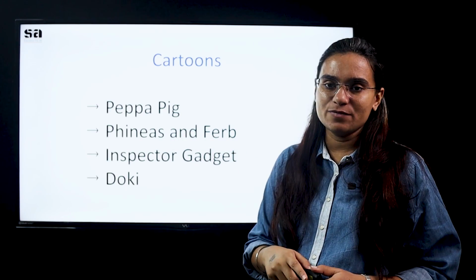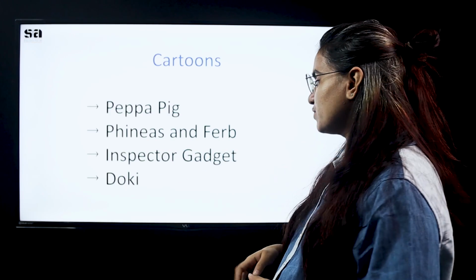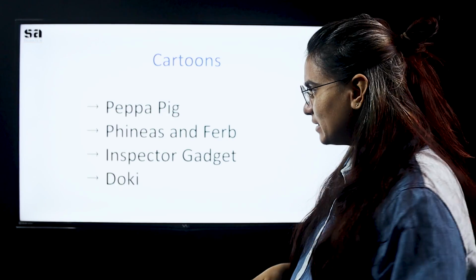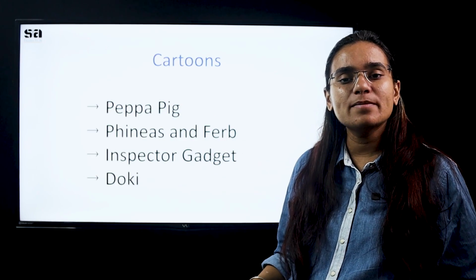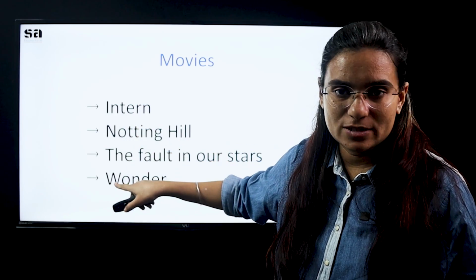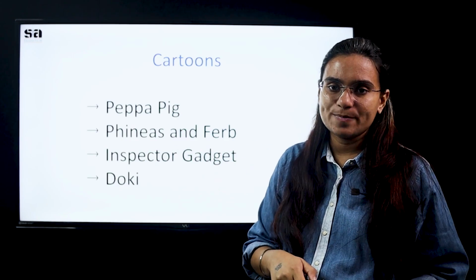I have watched Phineas and Ferb. This is one of the shows that used to come on television when we were growing up. Inspector Gadget and Doki, I think, are 2 new shows that are added to the list. You can pick any one of them and start it. But do one thing at a time. Pick a movie first. Okay? Pick a movie first. Later on, you can target cartoons.